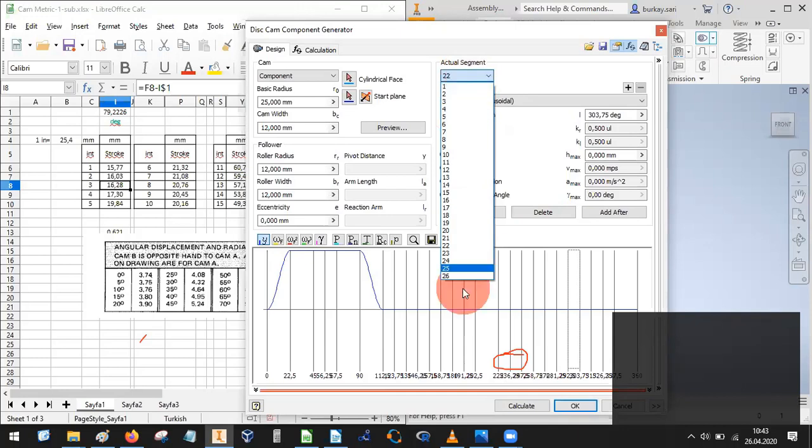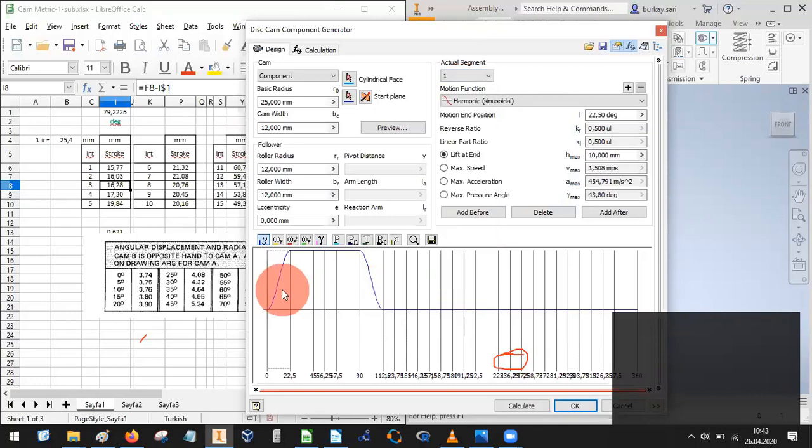I need 26 segments. For me, it is enough to make a complete 26 segments. Okay?